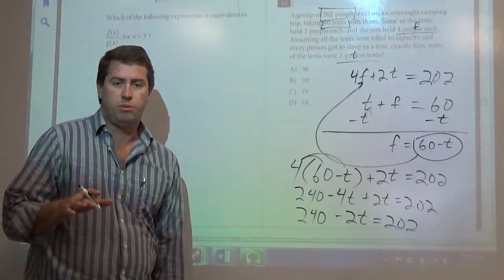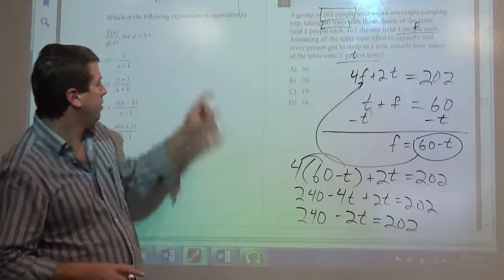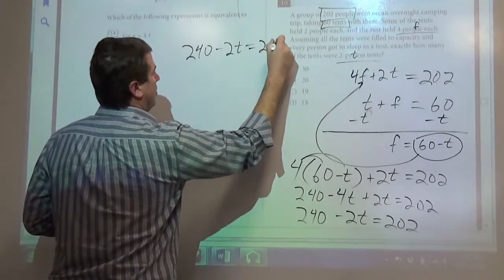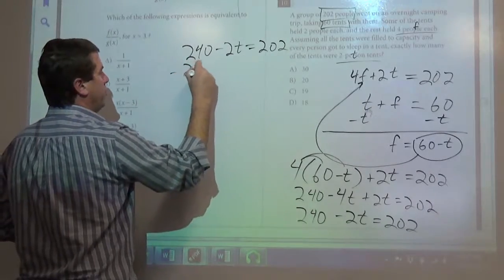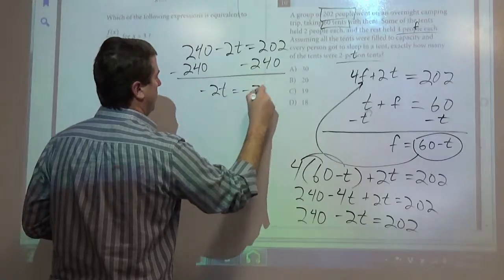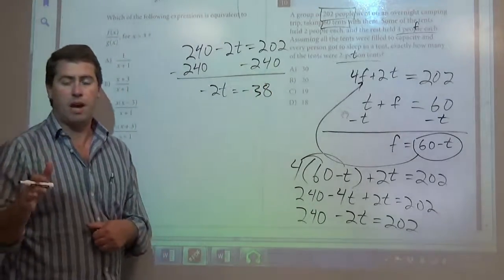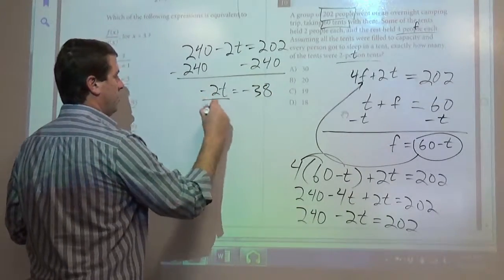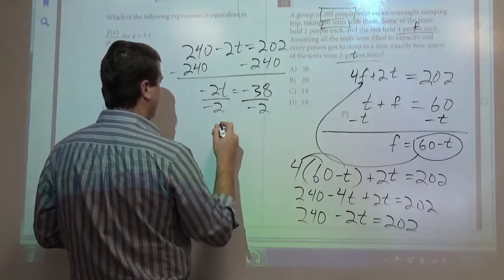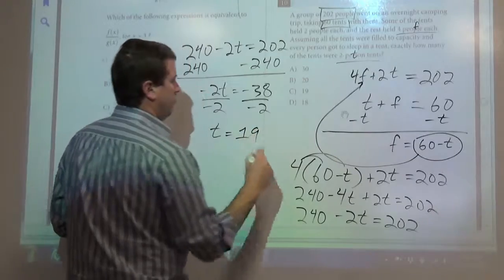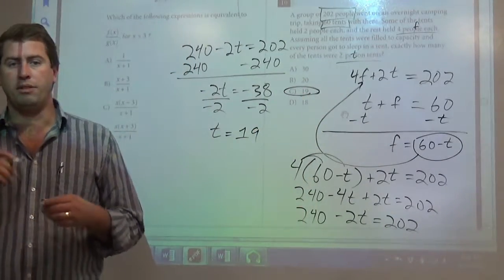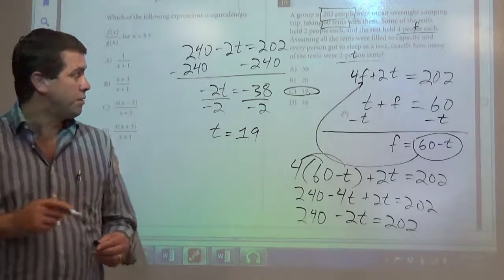Now what I need to do is get the numbers on the other side. I'll bring it up here. I'll subtract 240 from both sides. Now I need to divide in order to get T. So I'll divide by -2. T is 19.